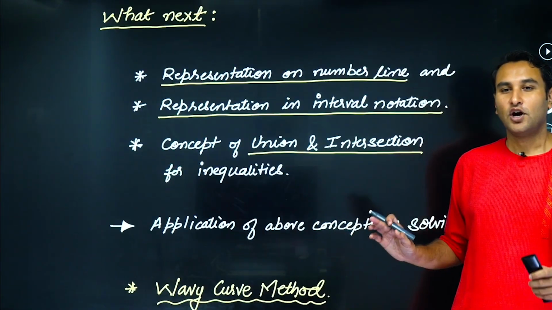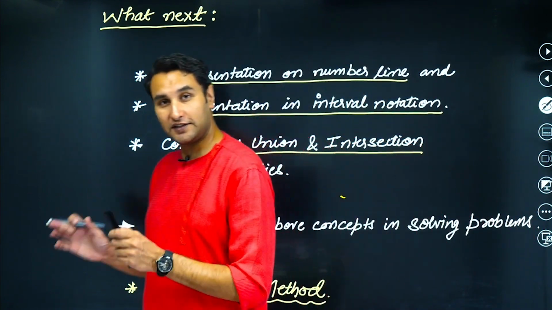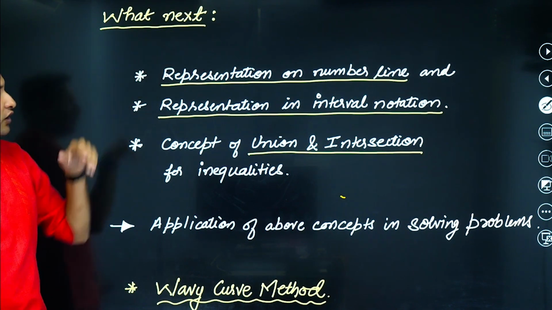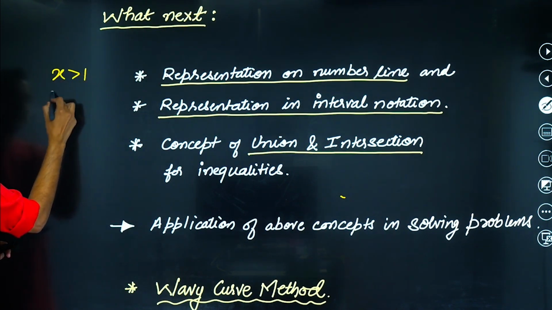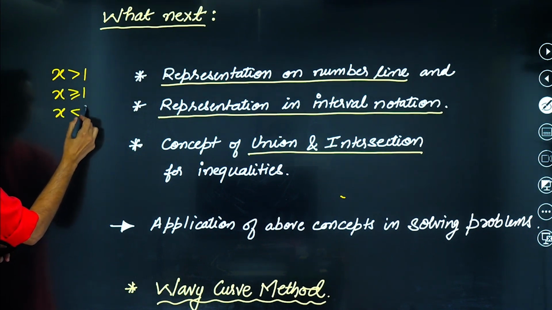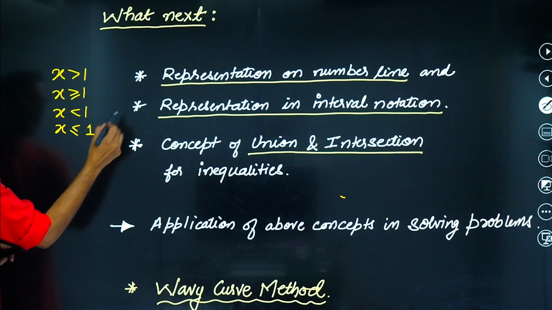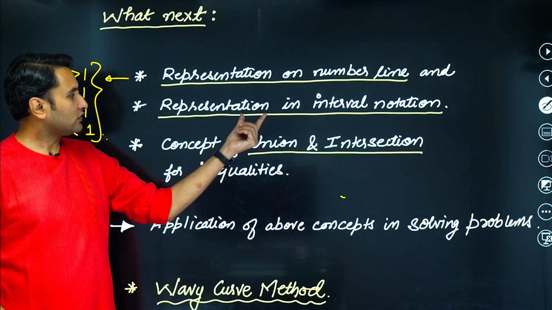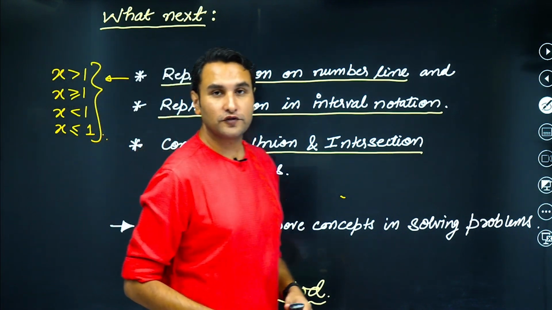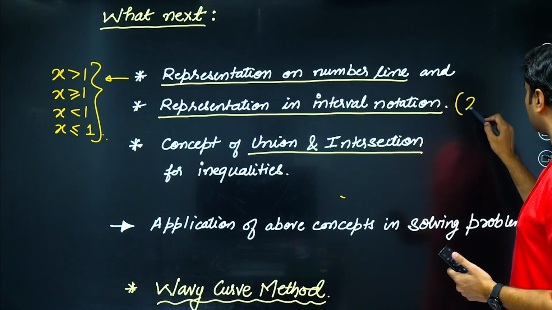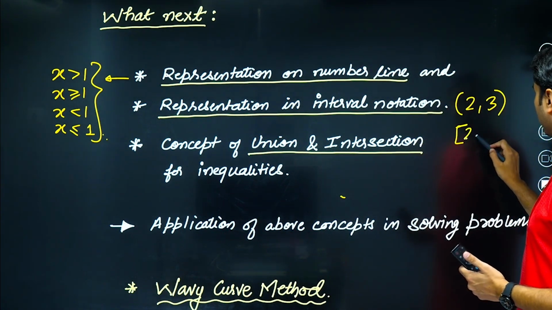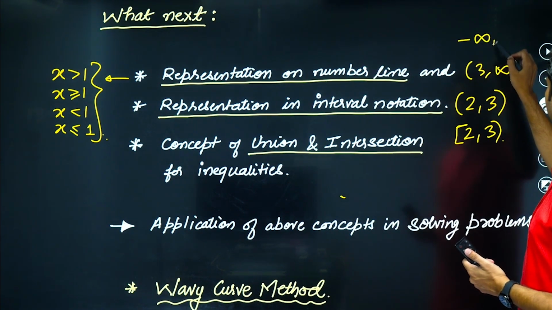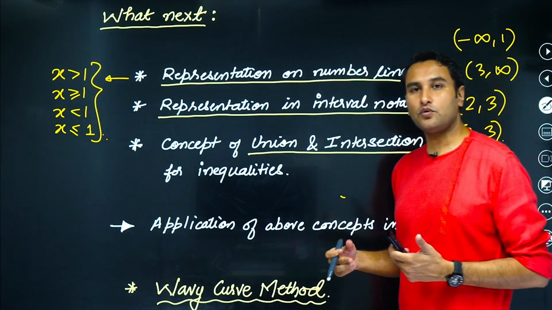Okay? So this is all about the basics of inequalities. What next? Next is representation on the number line. So how do we represent x greater than 1, x greater than or equal to 1, x less than 1, x less than or equal to 1 on the number line is what we are going to study in the next class. We want to understand the representation of intervals. For example, what is this 2 to 3? What is this closed bracket 2 to 3 open? What is this 3 to infinity? What is this minus infinity to 1? Right? We are going to understand this.